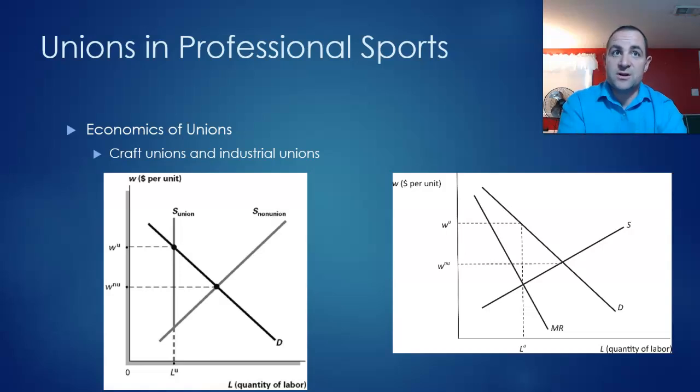Industrial unions are much younger than craft unions. Industrial unions take their names from the types of output they produce, such as the United Auto Workers and the United Steel Workers.